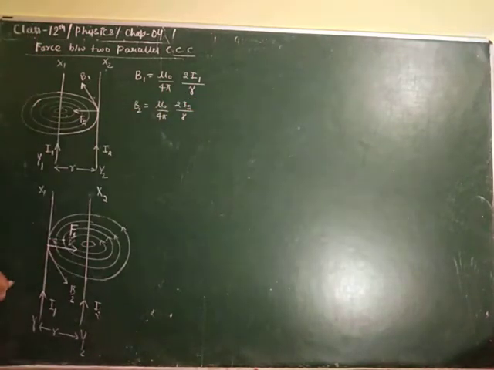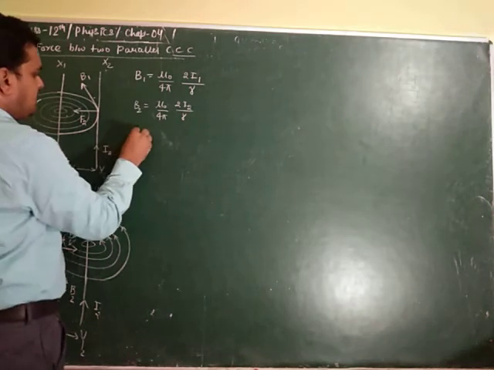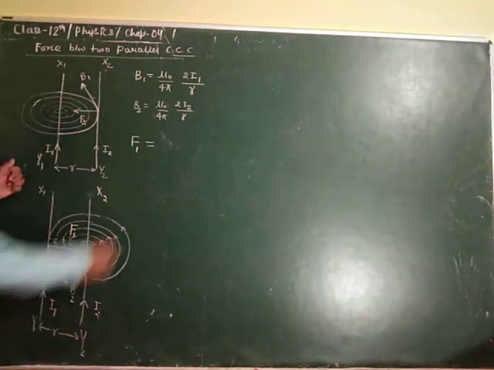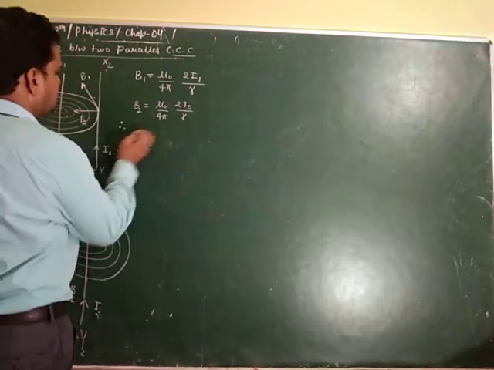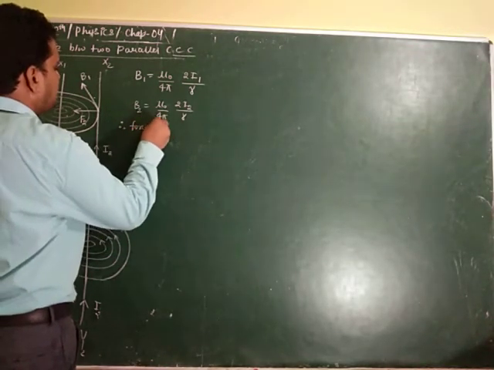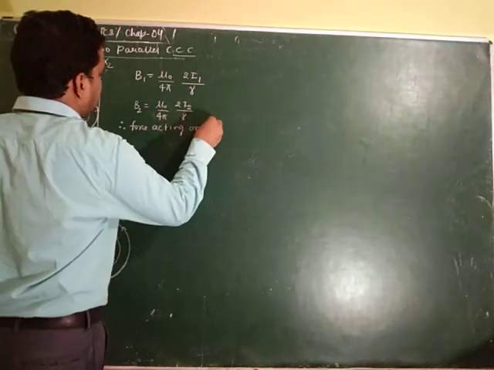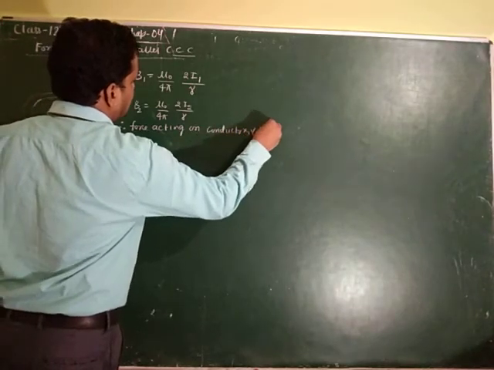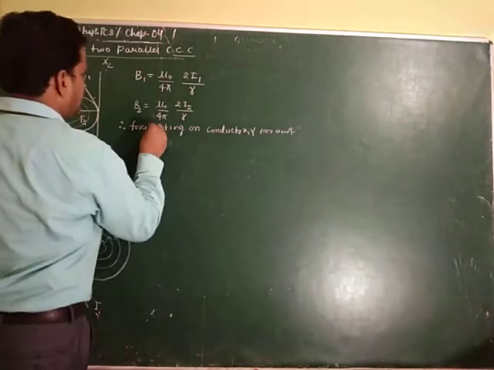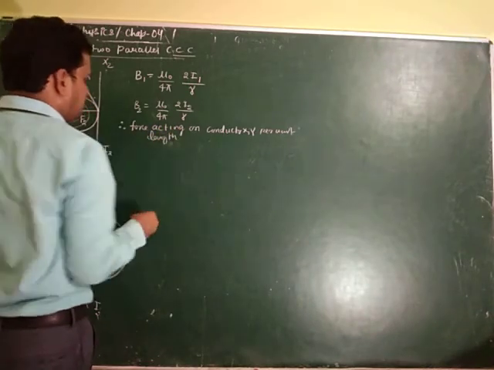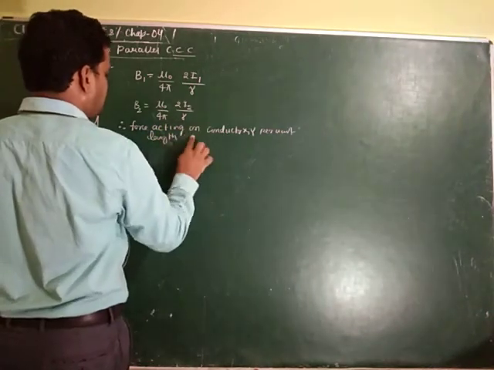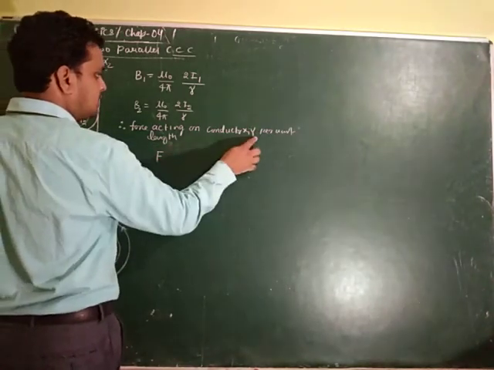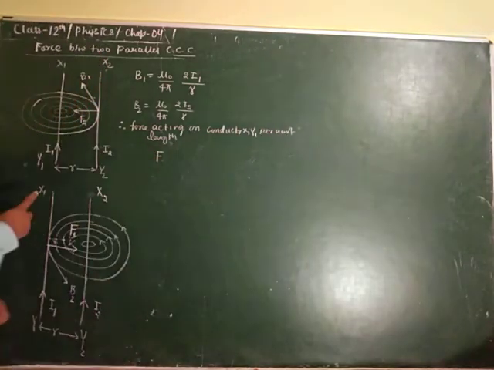Okay, so we have the value of the magnetic field. If we have to calculate the force F1, force first means the force acting on the first conductor. So I will write force acting on conductor X1 Y1 per unit length. So this is the force acting on conductor X1 Y1.